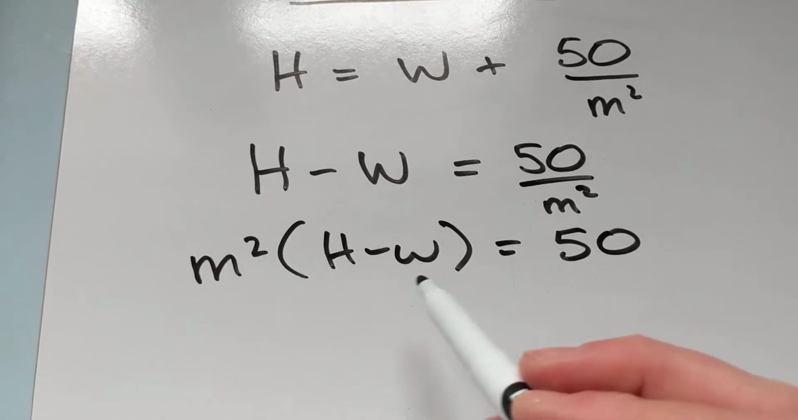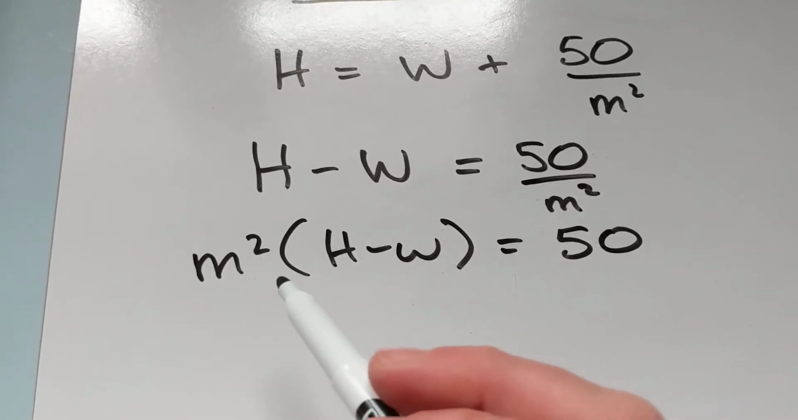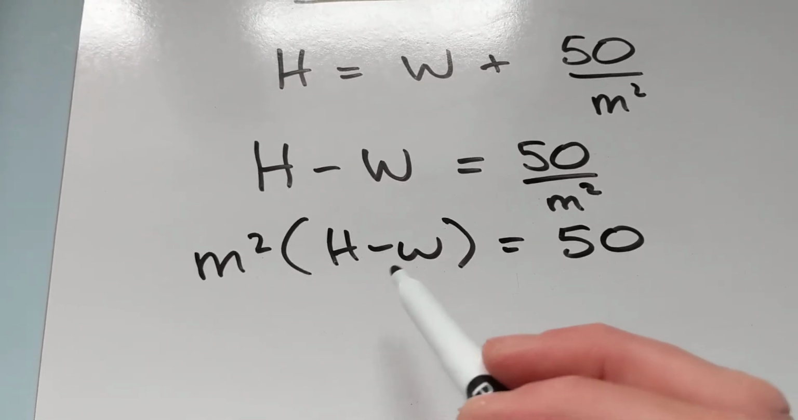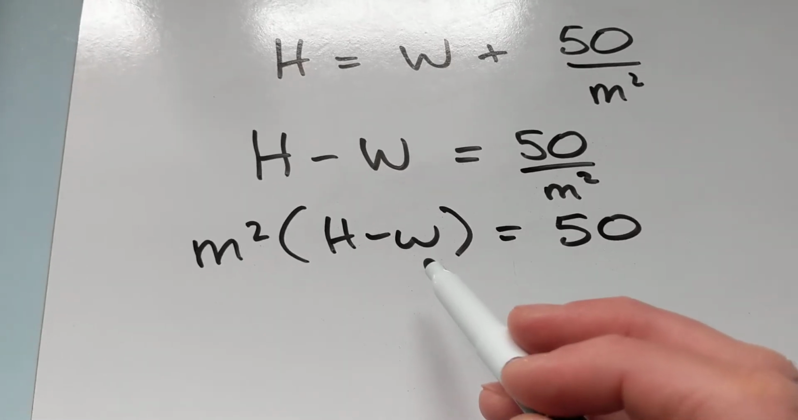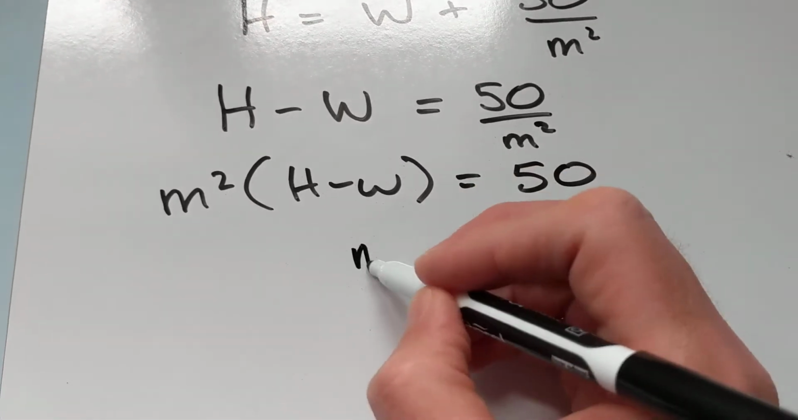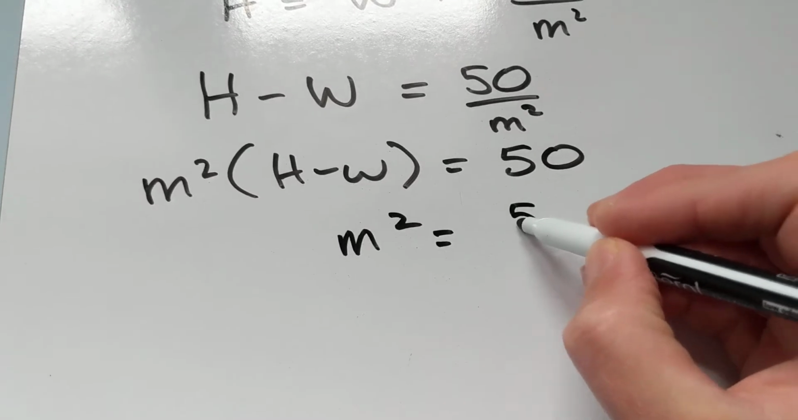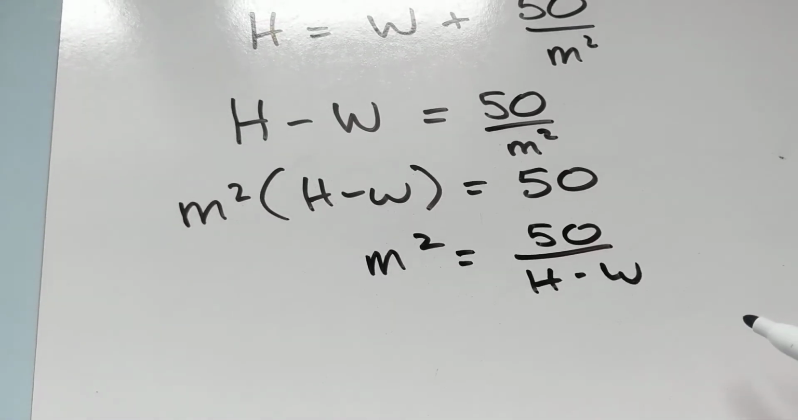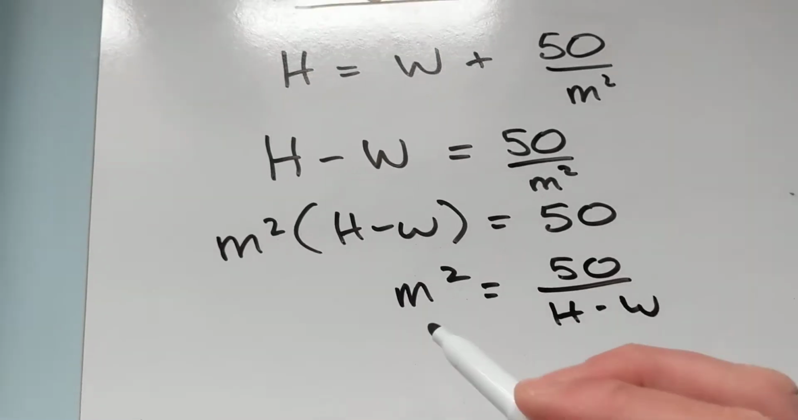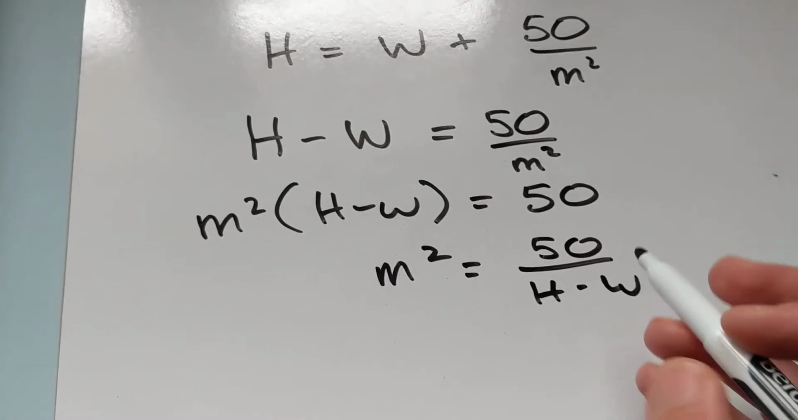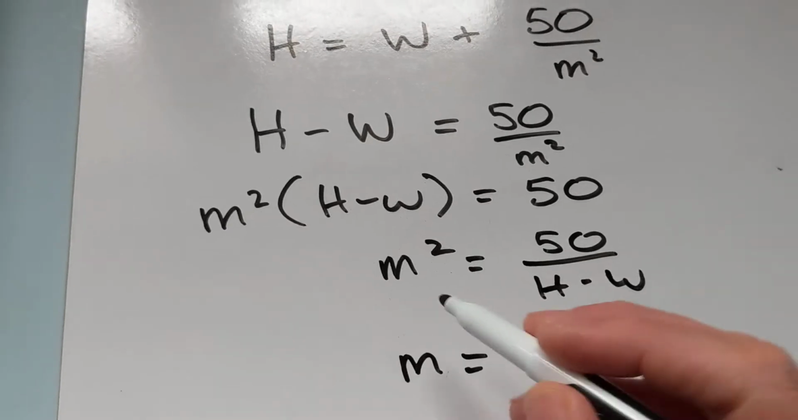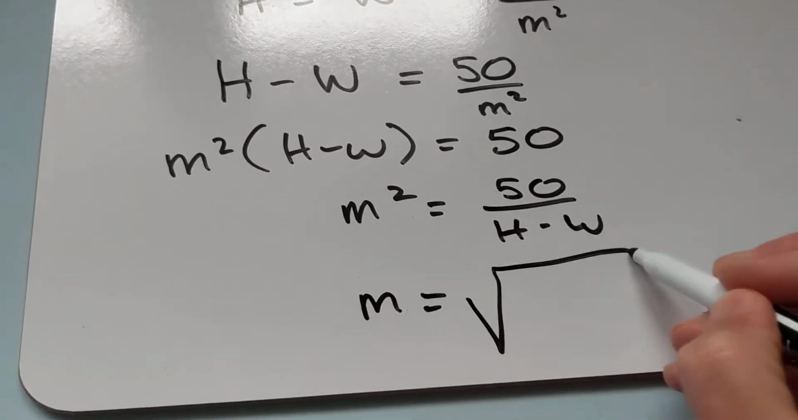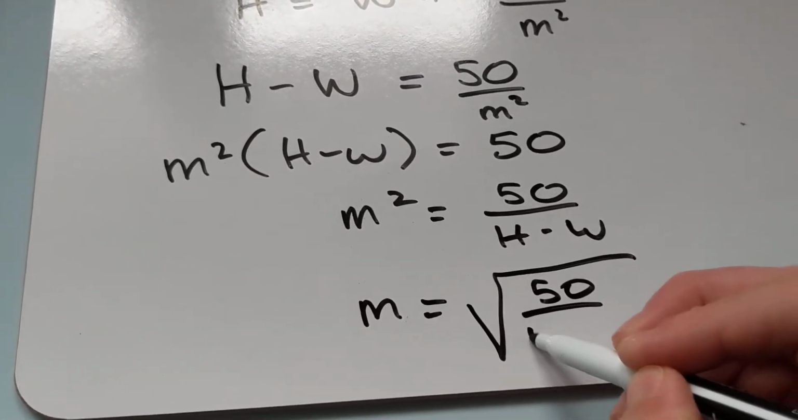I want to get m on its own, so I want to get rid of this bracket. So this times the bracket, to get rid of it, I'm going to divide both sides by h take away w. So it'll give me m squared equals 50 over h take away w. Finally, I've got m squared equals this stuff. I want to get what m equals, so I need to square root both sides. So it's the square root of 50 over h take away w.